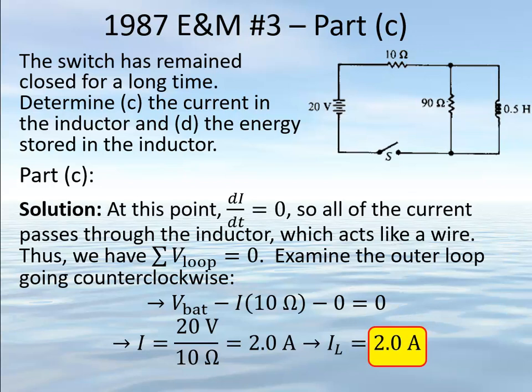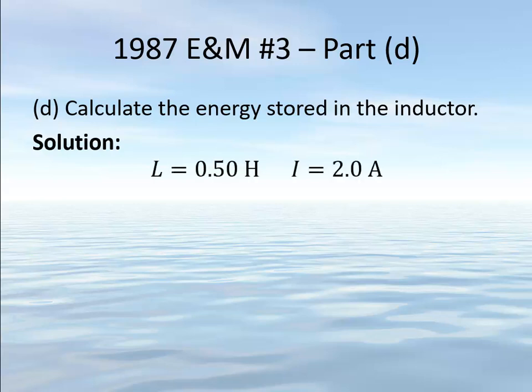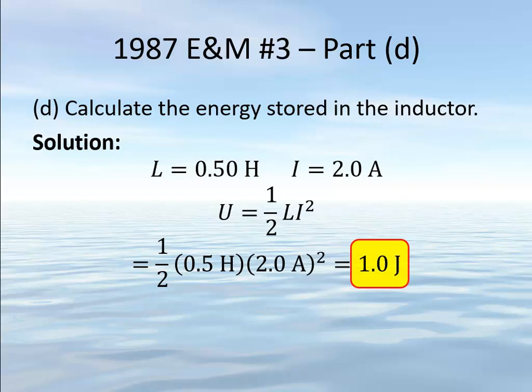So what about part D, the energy stored in the inductor? Well, hopefully you have memorized the equation for the energy stored in an inductor. I hope so. That would be U equals 1/2 L i squared. So now we plug in our givens, and that gives us an answer of 1 joule of energy being stored in this inductor.